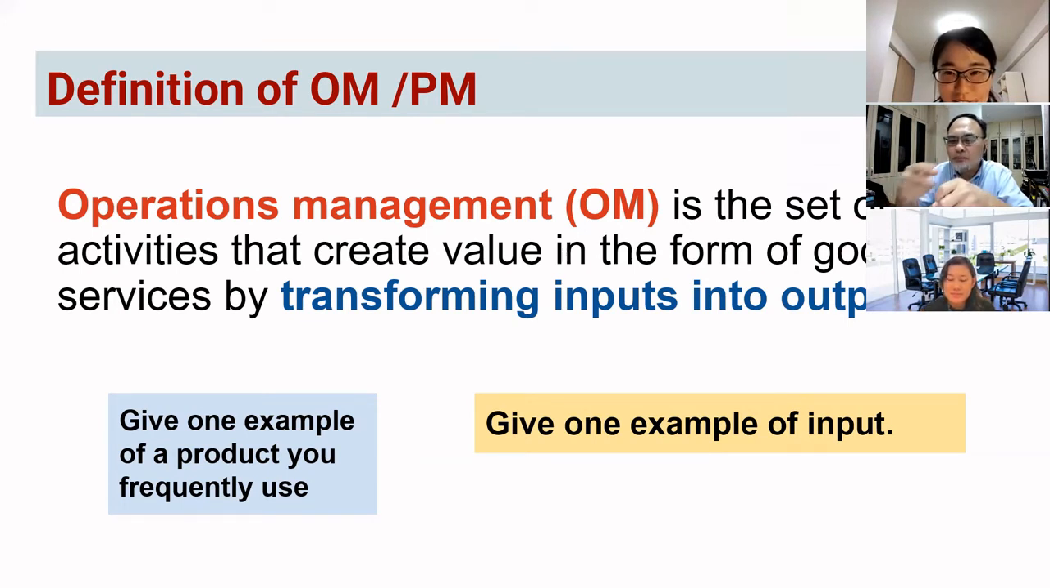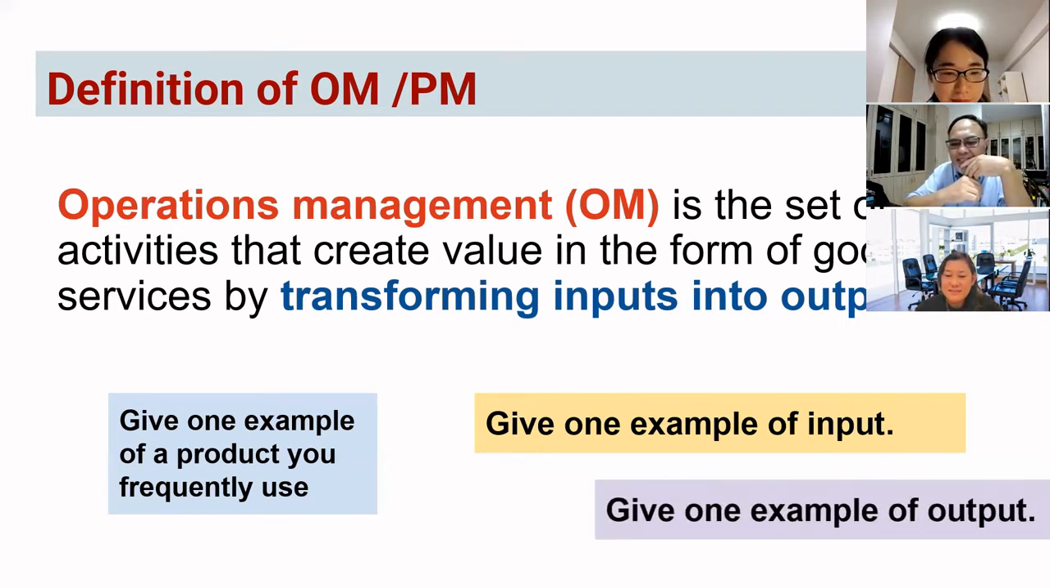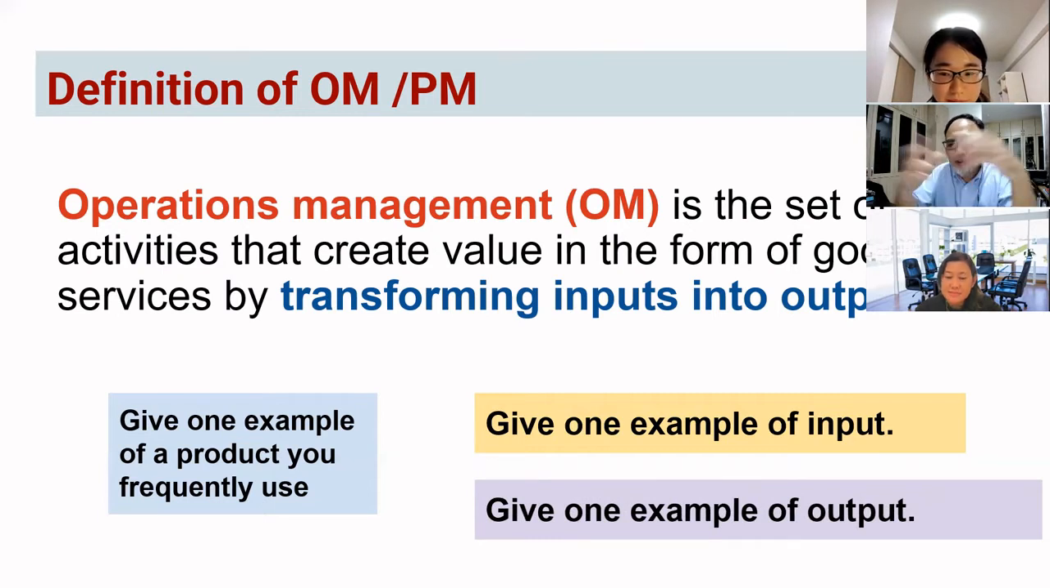So what is the input? What you need to transform and create, even onigiri. Onigiri is very common. I eat onigiri many times. When I go to Japan, I love onigiri. Rice is input. What else? The salmon, tuna, the ingredients inside the onigiri. So what is the output? Output is onigiri, but we have salmon onigiri, we have tuna onigiri.